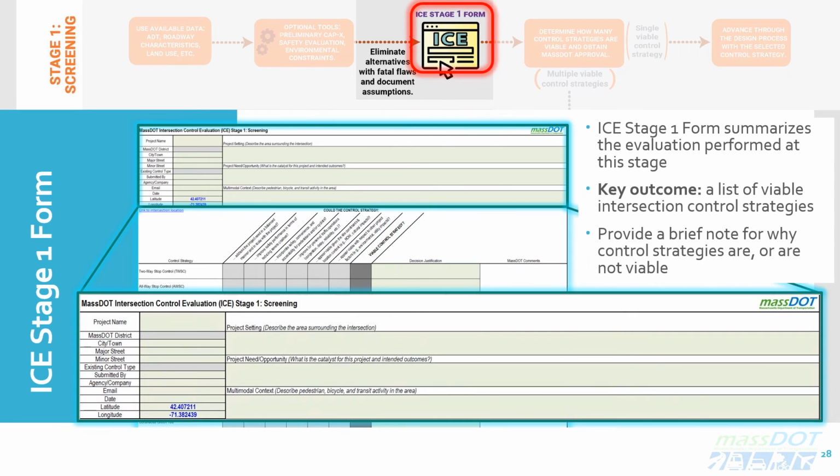The project proponent should start by completing the project information at the top of the form, including the project setting, project need opportunity, and multimodal context. Use these project attributes to answer how each viable control strategy fits into the context of the project. Be sure to download the ICE forms from the MassDOT website so any recent updates will be captured. It is important to note that the example on the screen may not perfectly match the latest version of the ICE forms.